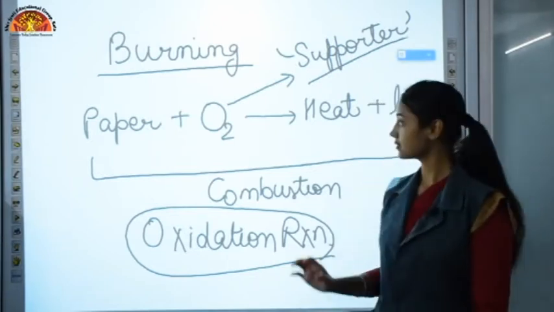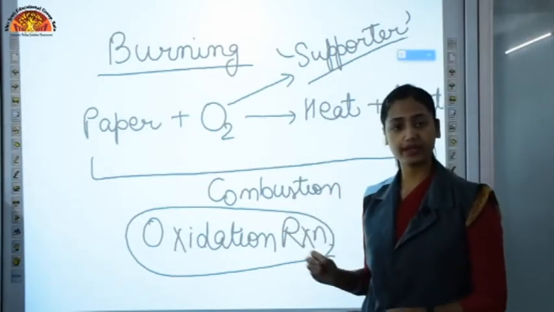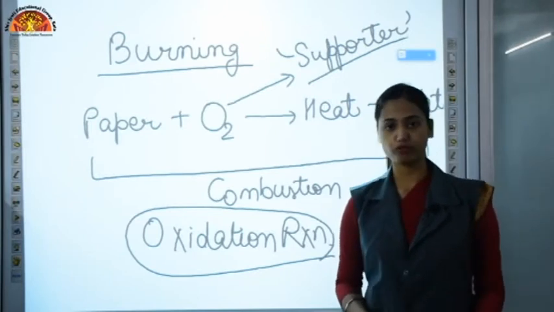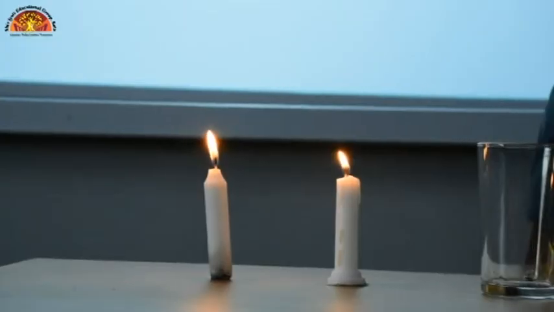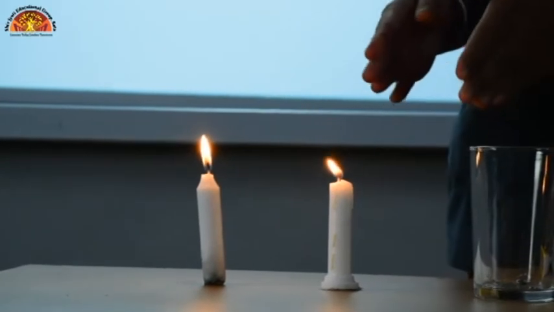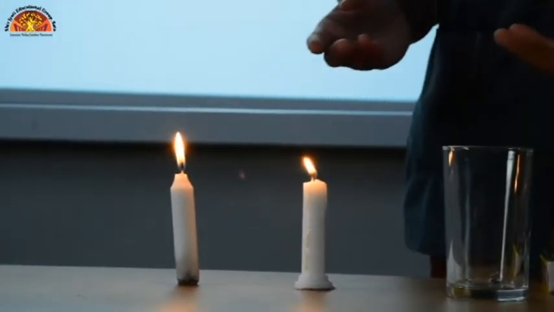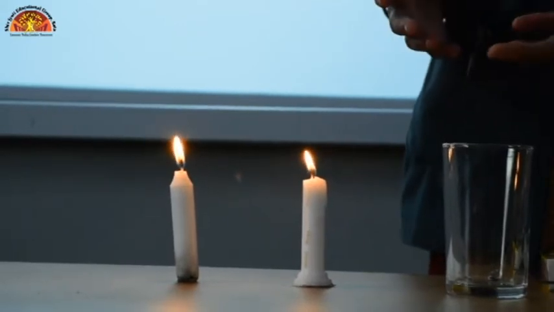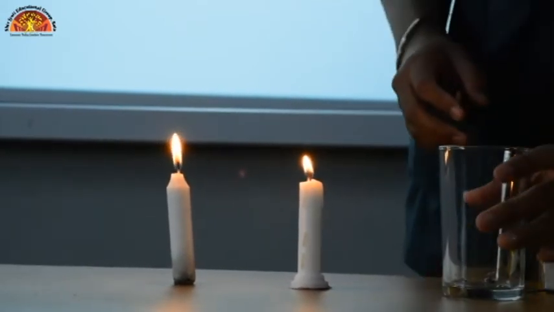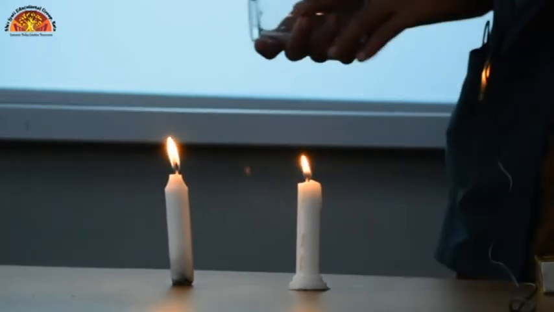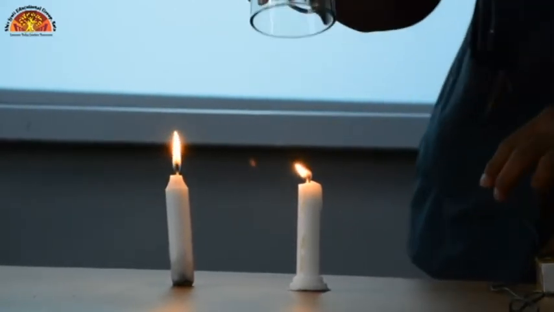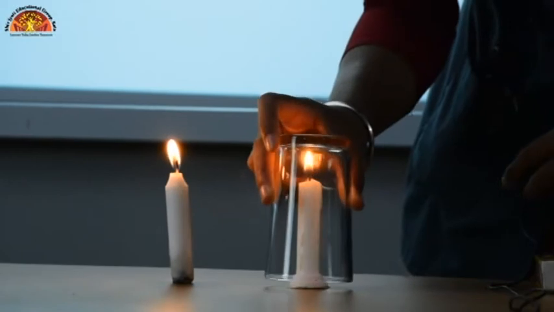We can do it by an experiment. Let's perform an experiment. Now you can see here I have kept two candles and these two candles are burning. Why are these burning? Because enough sufficient oxygen is present in this room. But over one candle, I am keeping this inverted glass.